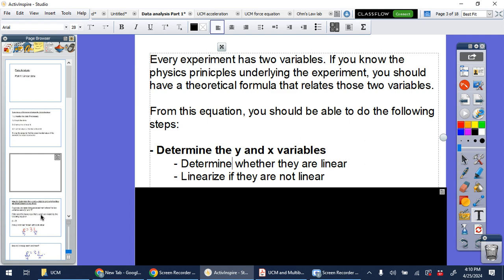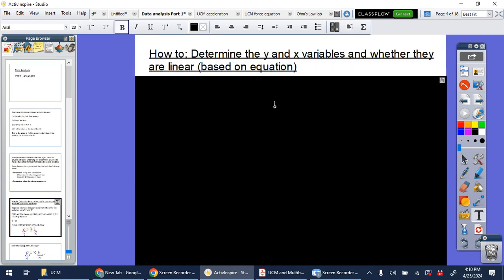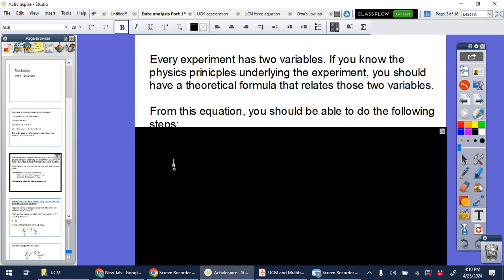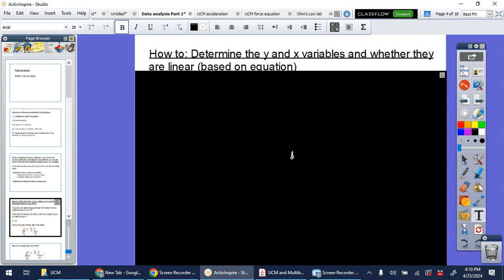So how to determine the y and x variables and whether they're linear. And you're going to base this off this theoretical equation that you had, right? Because I just told you right here that you should be able to, from the equation, determine this. So you're going to start off with the equation and determine this. So, all right. So you're going to have an equation and determine what the y variable and what the x variable is and whether they're linear.